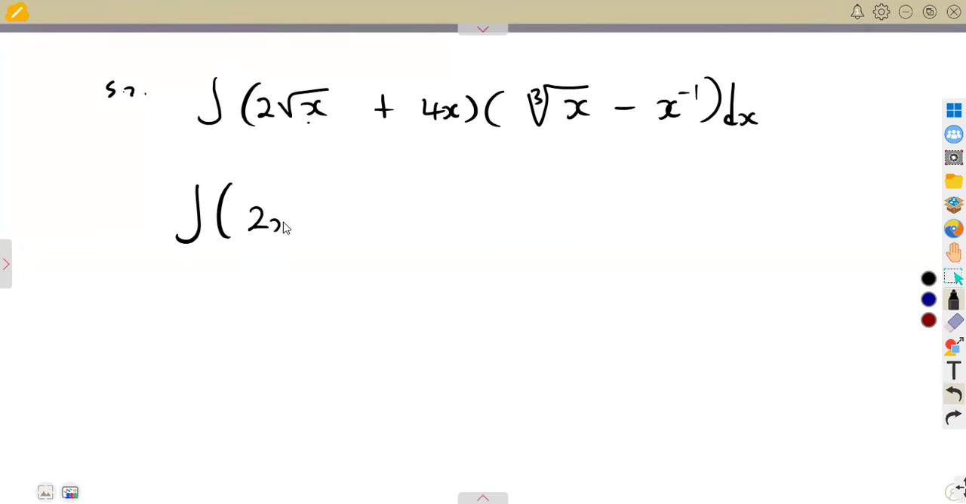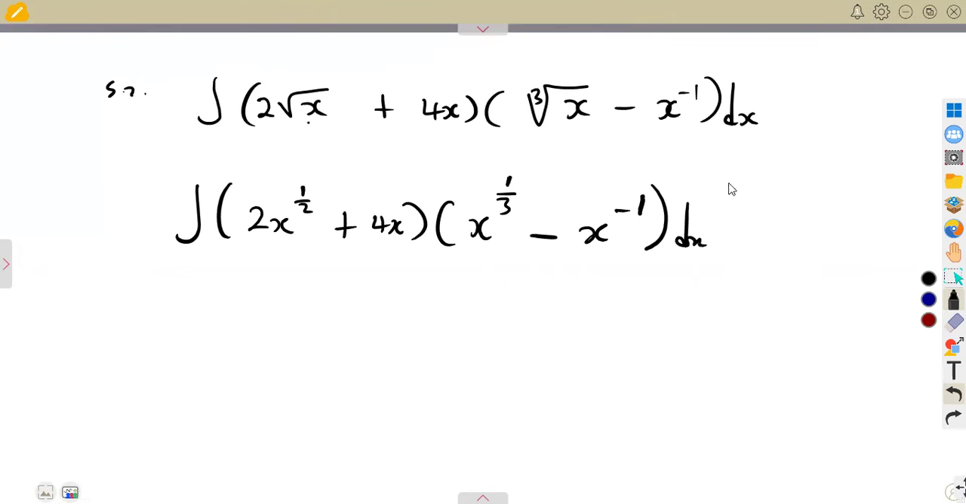The square root means to the exponent of a half. Then the cube root, remember, is to the exponent of 1 over 3. Then already here it's raised to a certain exponent, which is minus 1. Let's expand the brackets. This part multiplies this part. Remember, for the product, if the bases are the same, you add the exponents. So 1 over 2 plus 1 over 3 gives 5 over 6. So that's x to the exponent of 5 over 6 from this part.